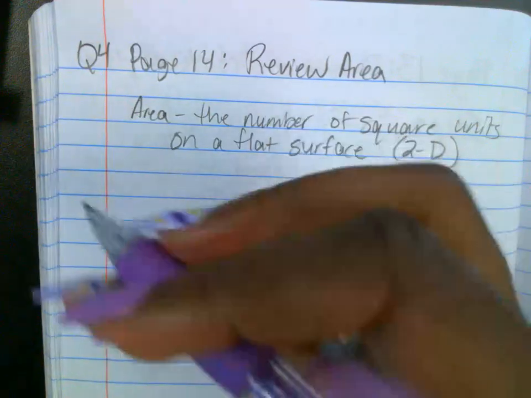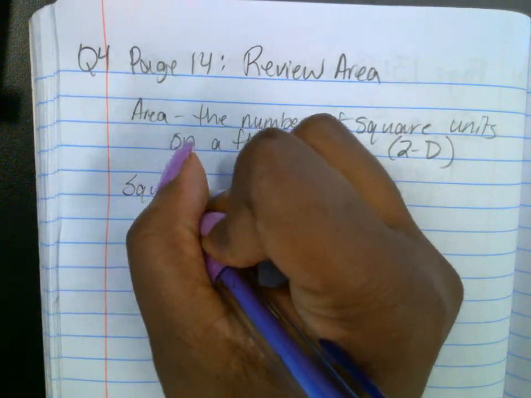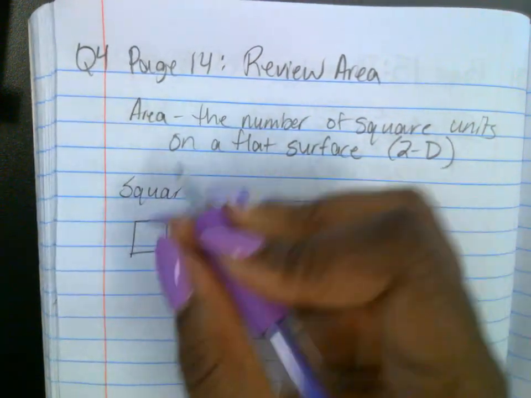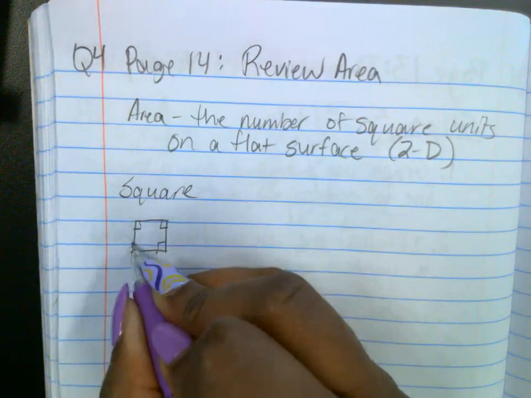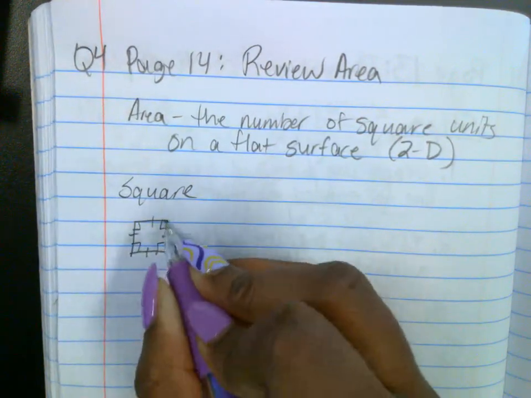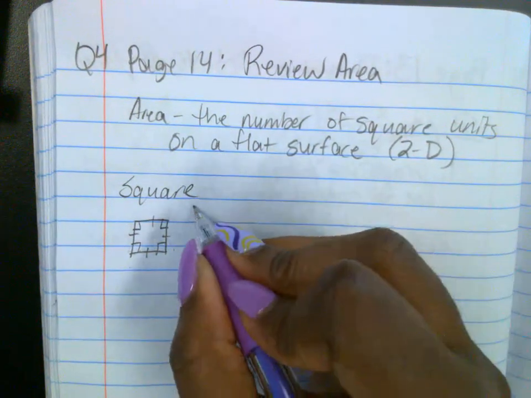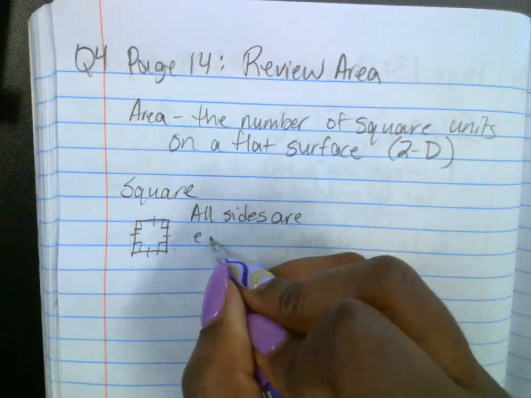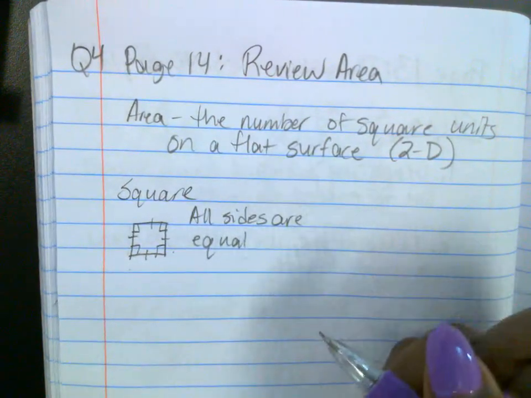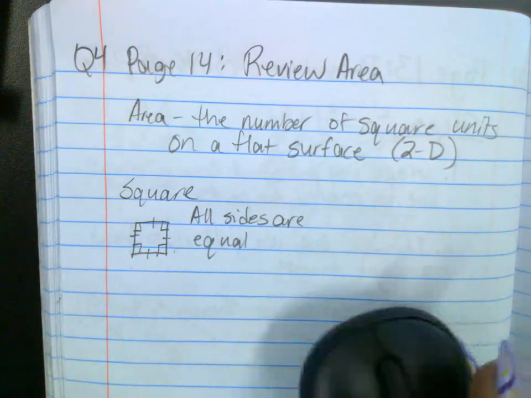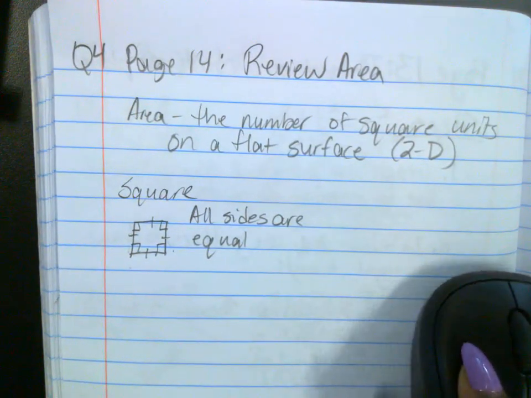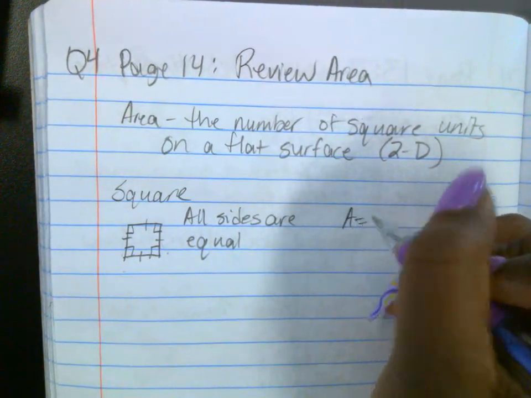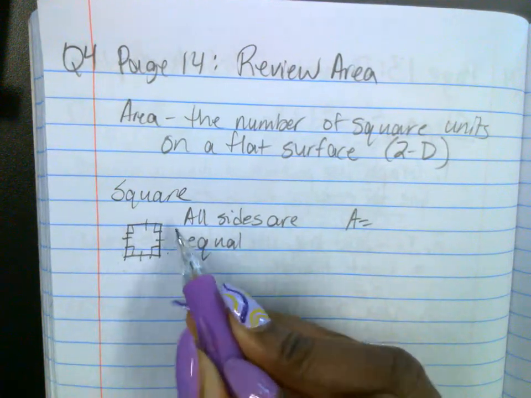So we have different formulas for the different shapes. Let's start off with basic shapes. Let's start off with a square. What we know about a square is that all the sides are equal, and they all form four right angles. So all these sides are equal in measurement. Because all the sides are equal in measurement, you can use the same letter to represent each side, which is side.